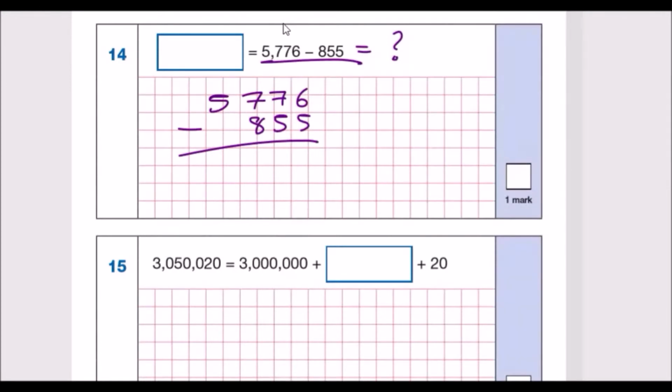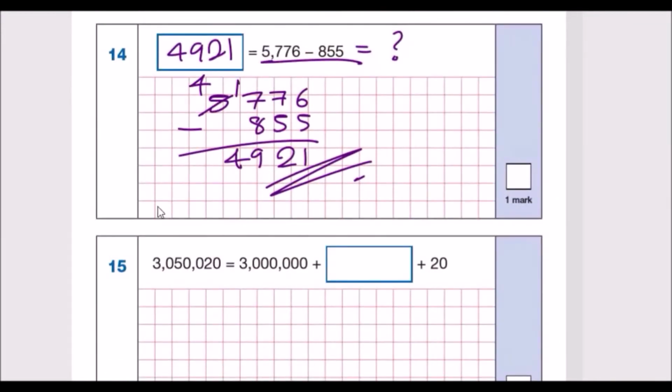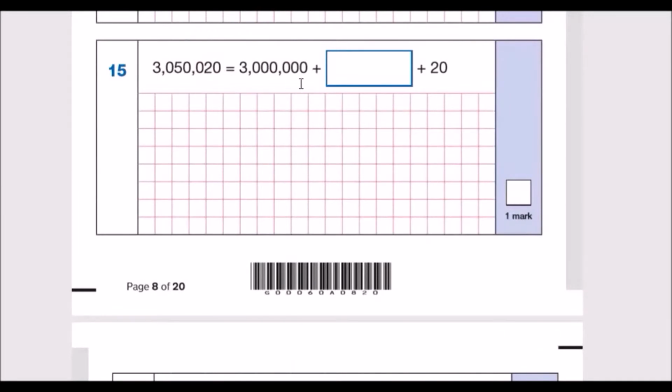So 6 take away 5 is 1, 7 take away 5 is 2, 7 take away 8 you can't do, so borrow, 5 becomes a 4 and carry the 1. 17 minus 8 is 9 and this is 4. So 4,921. Easy. Guys, give yourself a pat on the back because seriously, I'm proud of you if you're keeping up this far. So, recognition.